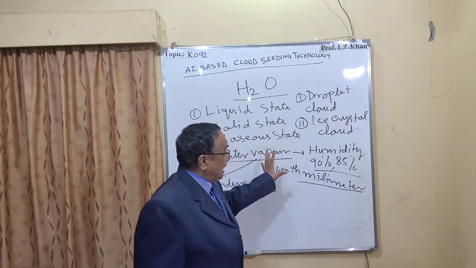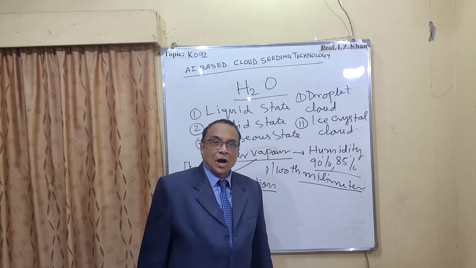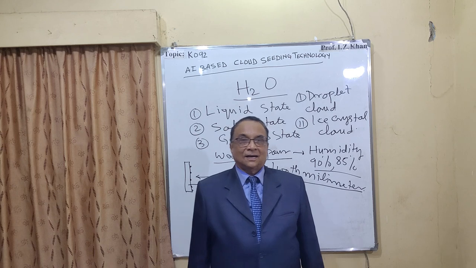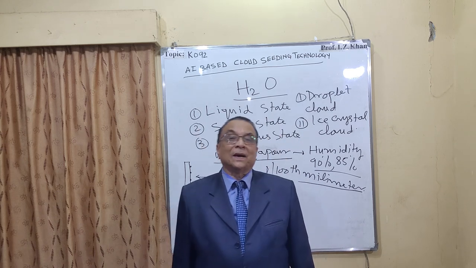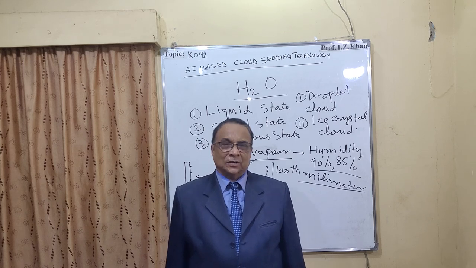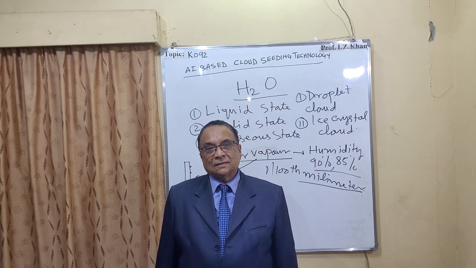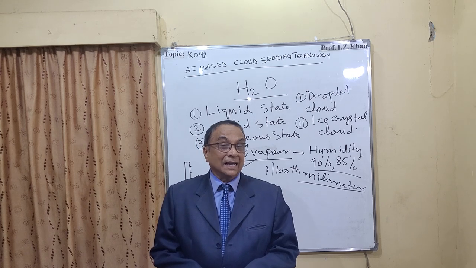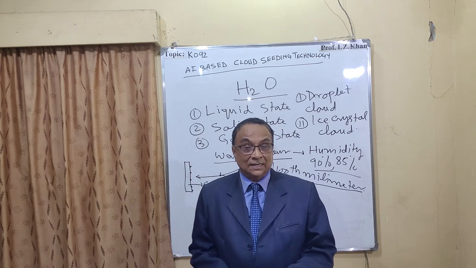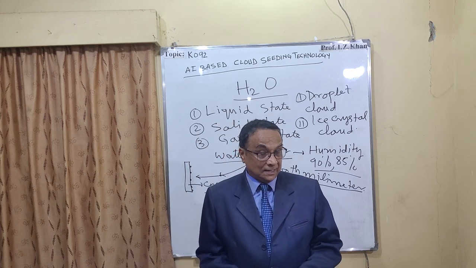And now I am coming to the point of how this cloud seeding started. Actually, it was by accident. One scientist was working in 1943 in his lab with what is called dry ice. Dry ice means that at minus 78 degrees centigrade, carbon dioxide is in the form of a solid. And that solid carbon dioxide is called dry ice.